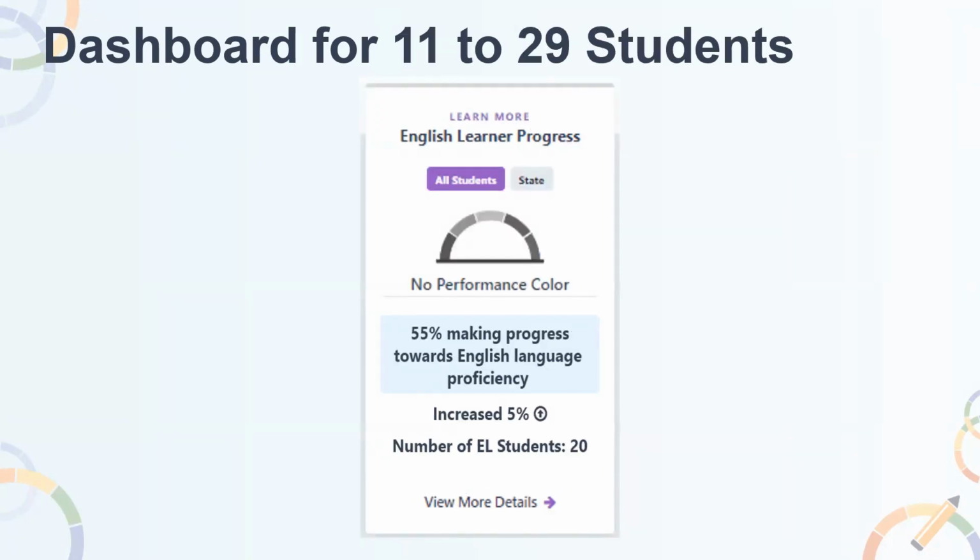If the N size is between 11 to 29 students in the denominator, then only the LP status rate and change from the prior year is reported on the dashboard. In the second sample card, the LP displays no performance color with a grayed out gauge and an LP rate of 55%. It also reports an increase of 5% from the prior year. The number of students, or N size, is 20. Additionally, any LEA or school with 11 to 29 students in the denominator is not held accountable for differentiated assistance at the LEA level or CSI, ATSI at the school level.